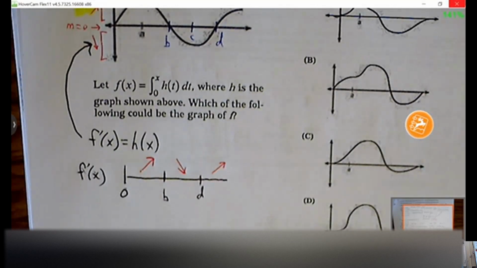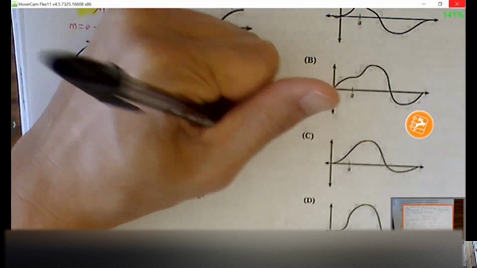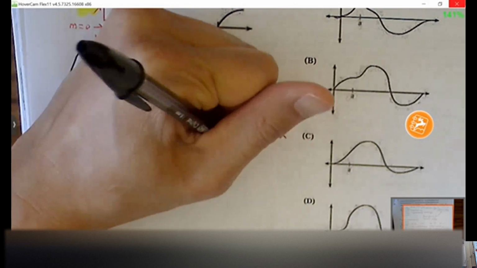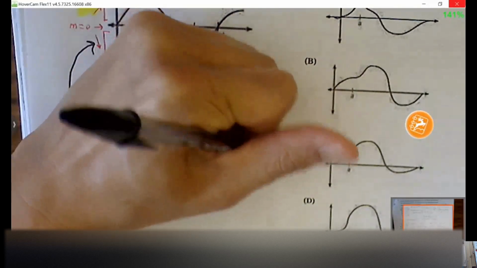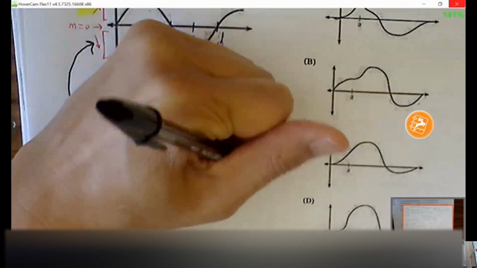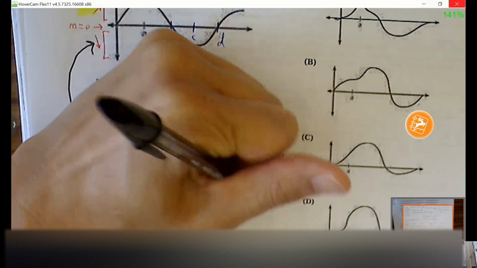So just based off of the sign line, I can gather some information, right? I know that for my original graph, there's going to be a relative max at x equals B. And we know that there's going to be a relative min at x equals D.